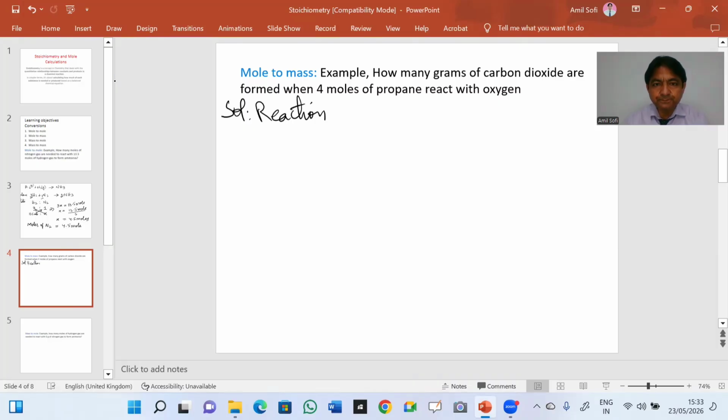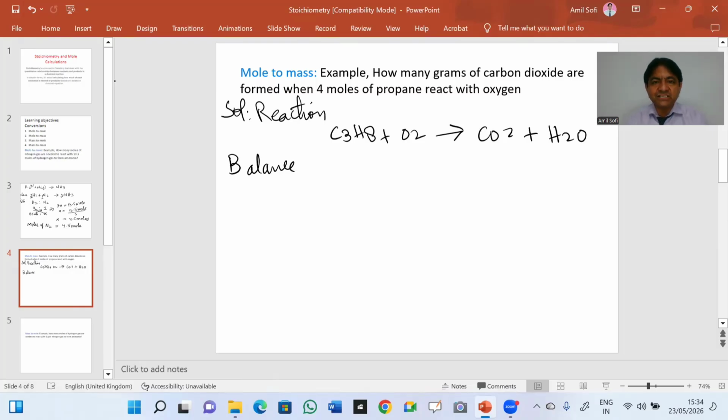The reaction is C3H8, that means propane, plus O2, that means oxygen, gives CO2, that's carbon dioxide. Then this reaction gives water as well. Now I will balance this. So the next step, after writing the chemical reaction in equation form, is that we have to balance it. So I'll write it in the balanced form.